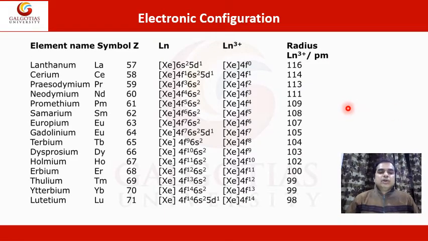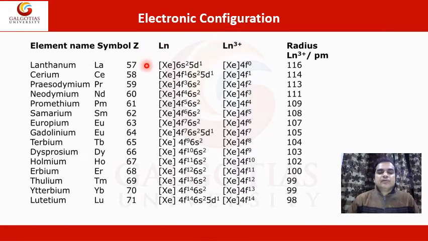Now come to the electronic configuration of different lanthanides. As we can see, these lanthanides start from the lanthanum element and end on the lutetium, that is La to Lu, which starts from atomic number 57 and ends at atomic number 71. So this is the general electronic configuration.